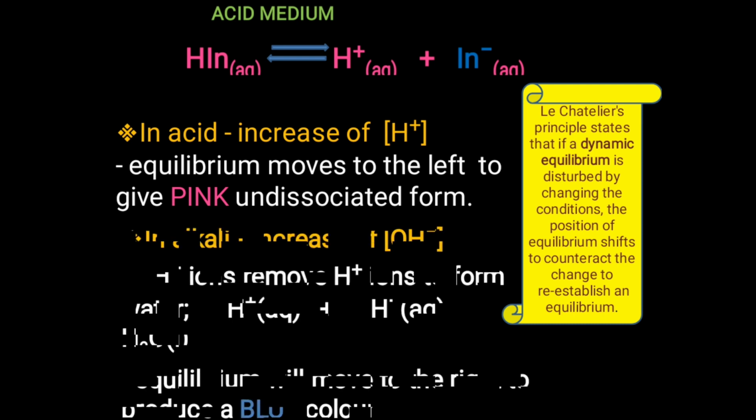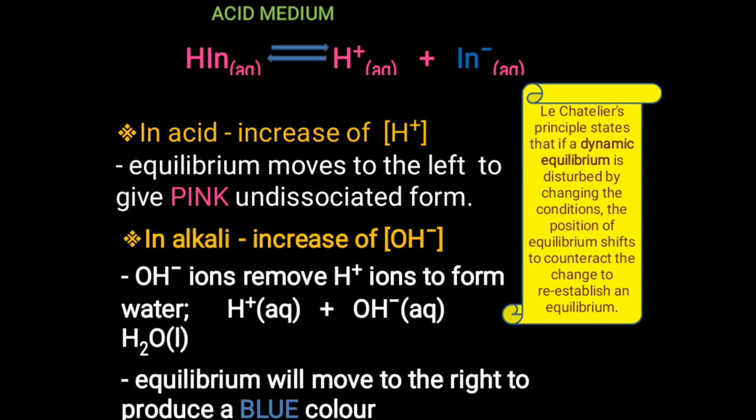In basic medium, the OH- ions are more, and the OH- ions remove H+ ions to form water, thus H+ ion concentration decreases. So, to re-establish the equilibrium, the reaction which produces more H+ ions, that is ionization of HIN indicator, takes place. That is, the equilibrium moves to the right side to produce a blue color.